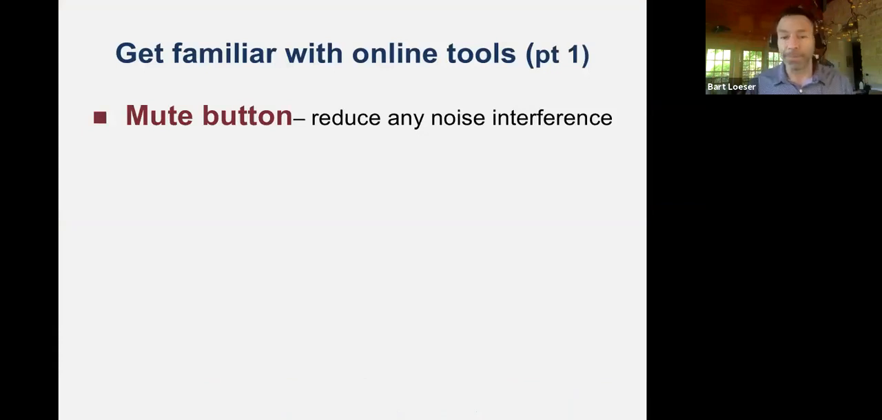One is the mute button. Get very good at knowing where the mute button is or what your shortcut is. Some people have a little shortcut where you can do an Option M and mute your phone, and Option M to unmute your phone.